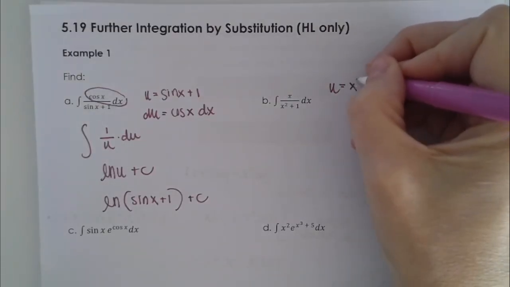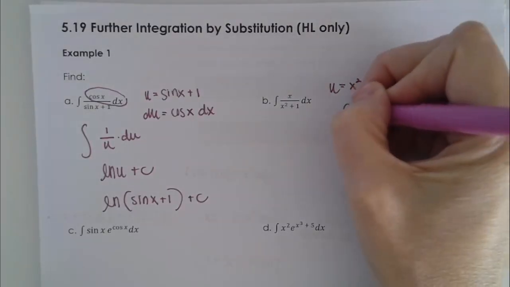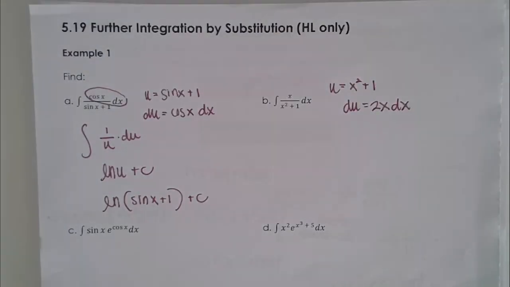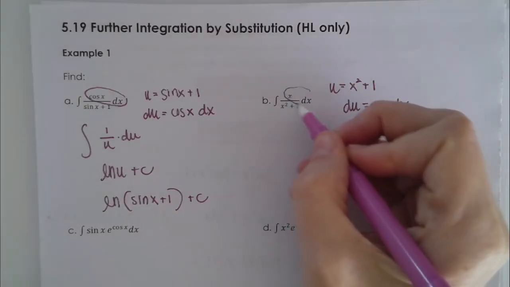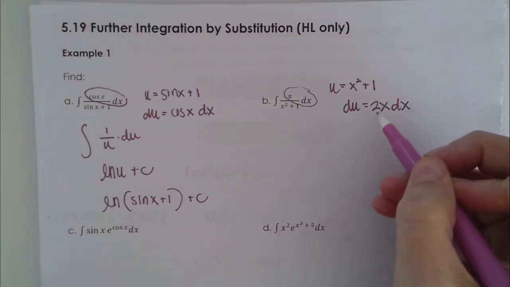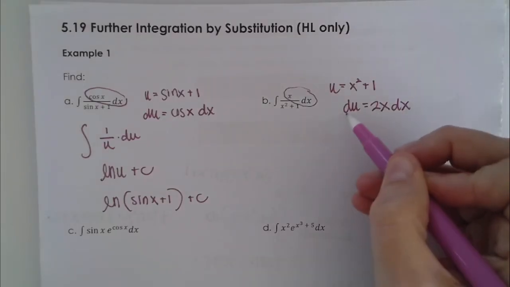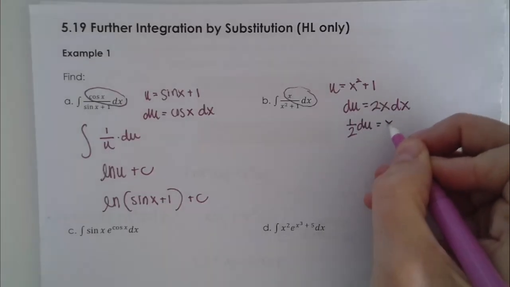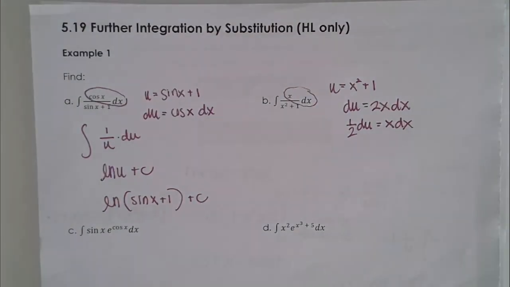Next one, again, I'm going to try the denominator first. So x squared plus 1, the derivative of that is 2x dx. Now, that's really close to the same thing that I want to get rid of up here, but it has this 2 right here. So an easy way to get rid of that is just to divide it over. So half du could replace that whole x dx over there.